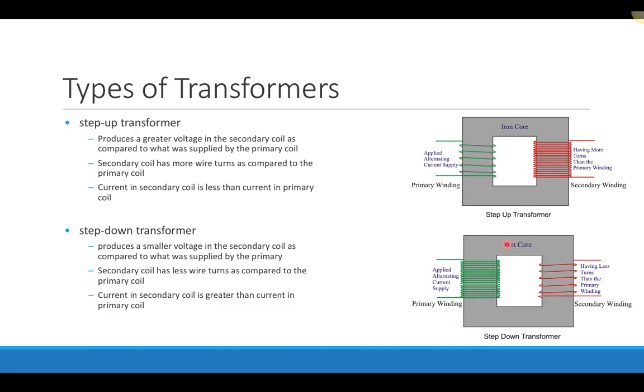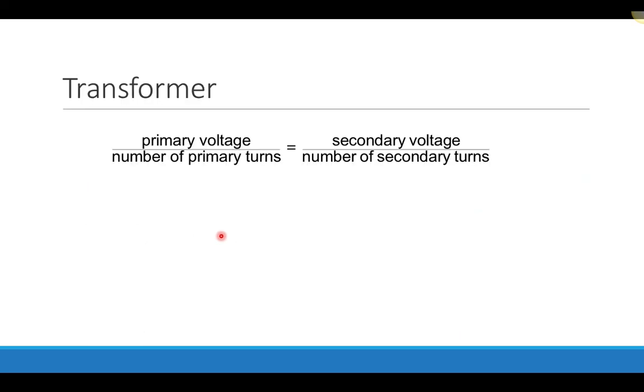Exactly opposite to a step-up transformer, the current in the secondary coil is actually greater. So the step up and the step down refers to what happens to the voltage in the primary or in the secondary. If it steps up, the voltage will be greater in the secondary. If it steps down, the voltage will be less. So it turns out that there's a relationship between the number of turns of the coils in the primary and the secondary and what the voltage is that you get.